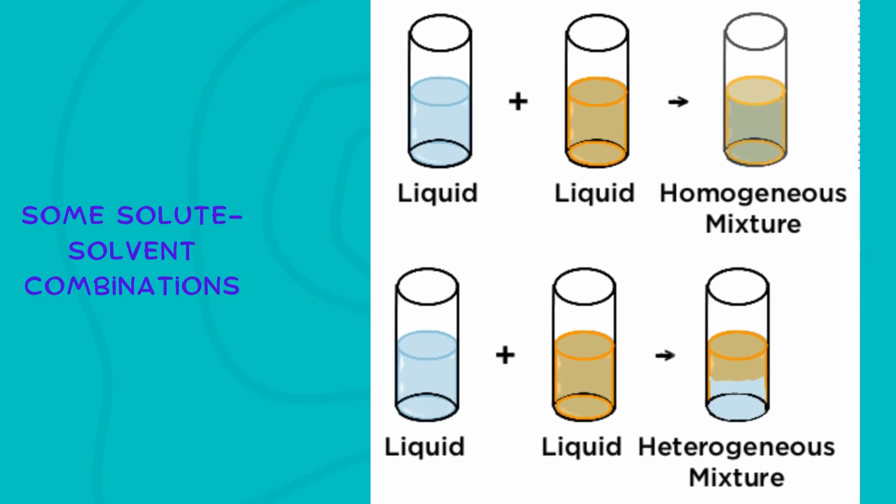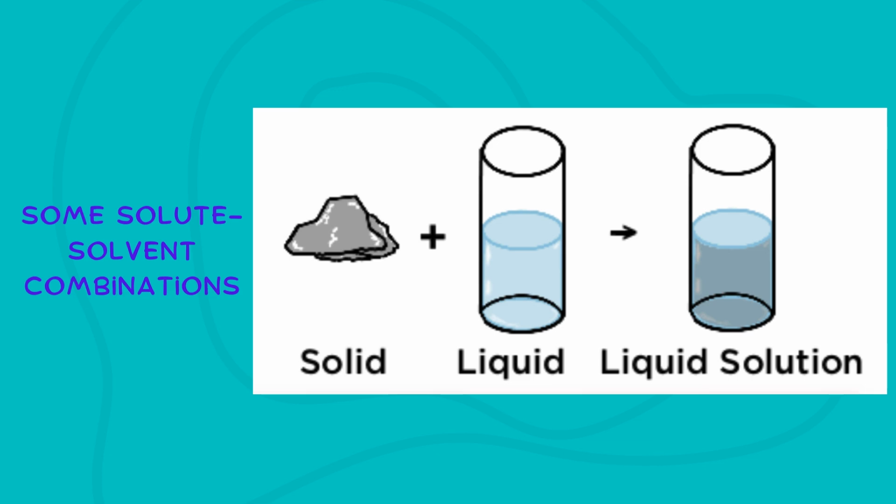The next type is the liquid and liquid solution. In this solution, two liquids are mixed. An example for this is the wine. In this drink, alcohol is dissolved in water. The next type is the solid and liquid solution. In this solution, a solid is dissolved in a liquid. An example for this is the salt solution where salt is dissolved in water.